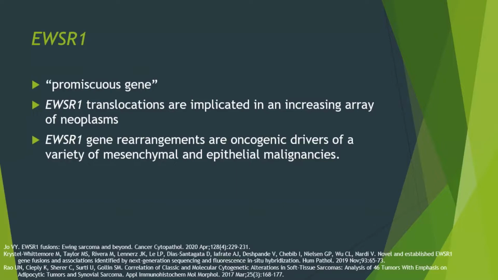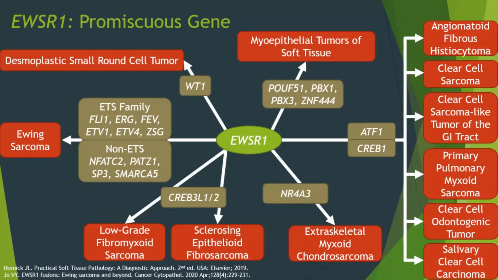EWSR1 has been termed a promiscuous gene, because EWSR1 translocations have been implicated in an increasing array of neoplasms, and these gene rearrangements are oncogenic drivers of a variety of mesenchymal and even epithelial malignancies. This slide is by no means exhaustive, but you can see here the promiscuity of our friend EWSR1. EWSR1 can have multiple gene partners for translocations. For example, if EWSR1 is fused with the ETS family of genes like FLI1 or ERG, or even non-ETS ones like PATZ1 or SMARCA5, it can give rise to Ewing sarcoma.